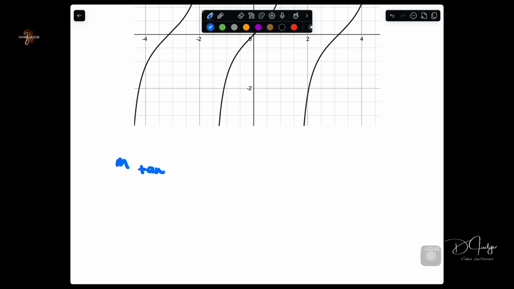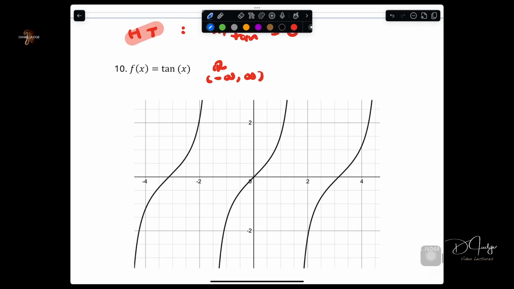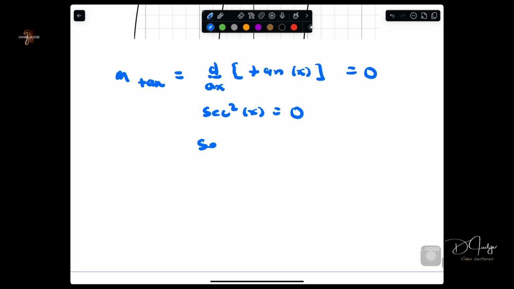So M tangent is the derivative of tangent, and we have to set this equal to 0. So that's what we're looking for, right? You say M tangent is 0 when you're seeking the horizontal tangents. All right, the derivative of tangent is secant squared. The definition of secant squared is really secant to the second power.